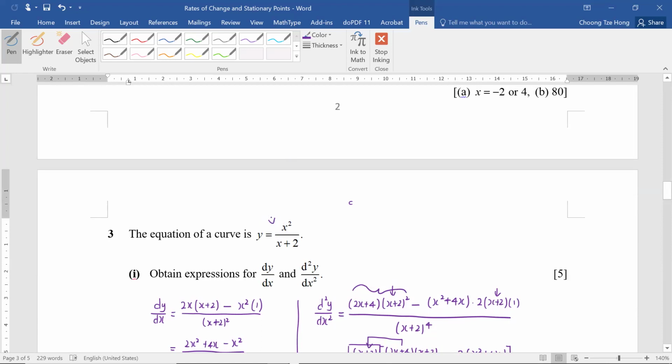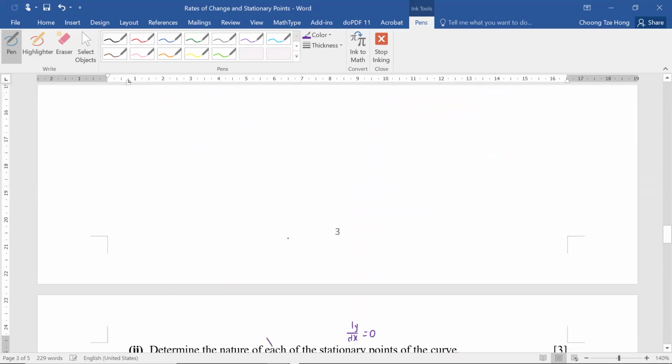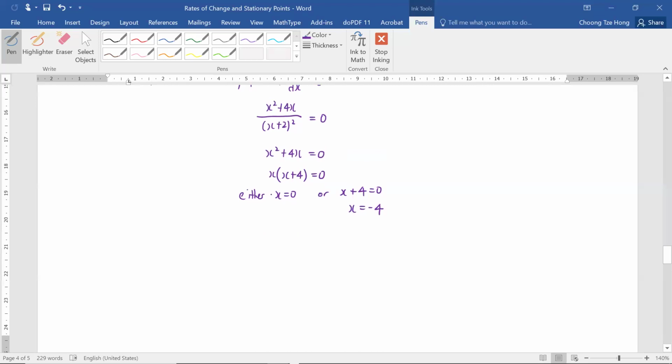In this case, you sub x equals 0 over here, then you have 0 squared over 0 plus 2, which is still 0. In other words, your curve passes through the origin, so y will be equal to 0. Then for this one, you will sub x equals -4. The equation of the curve is x squared, so (-4) squared over x plus 2, right? So you get 16 over -2, which is -8. In other words, you get the two stationary points already.